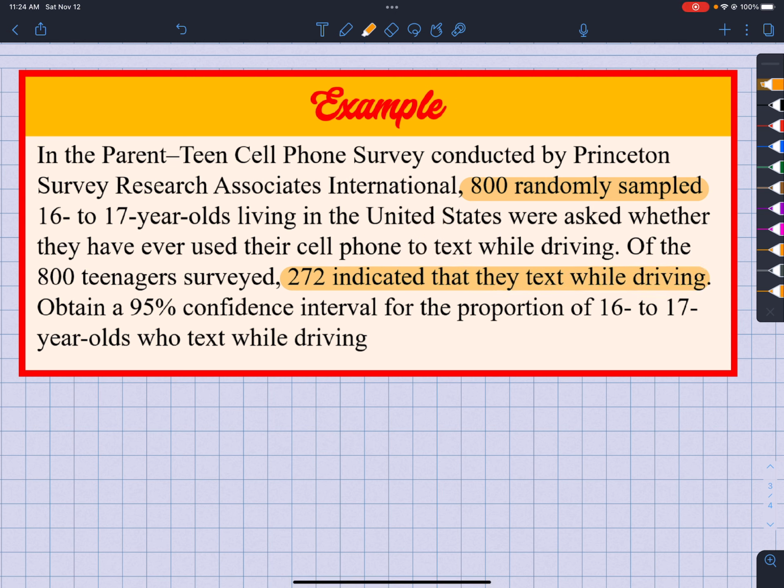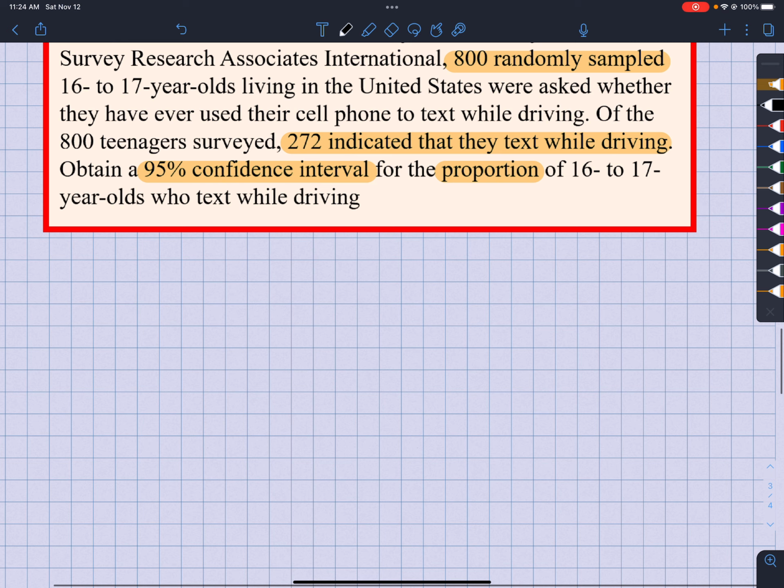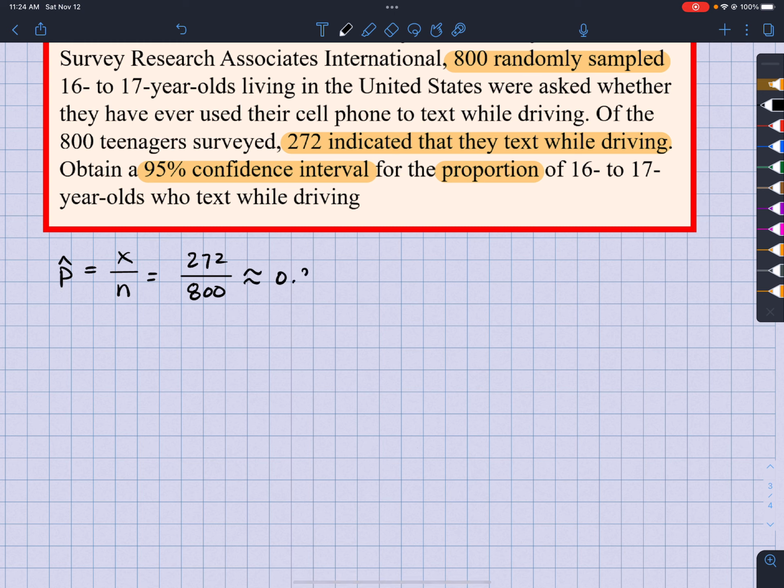Okay, so what I want to do is find a 95% confidence interval of the proportion of the 16 to 17-year-olds. With that being said, the first thing I want to do is to find p hat, or the point estimate, which is x divided by n. The x is going to be the number of individuals, which is 272 that actually text and drive, out of how many? Out of 800 people, right? And that's going to give me approximately 0.34.